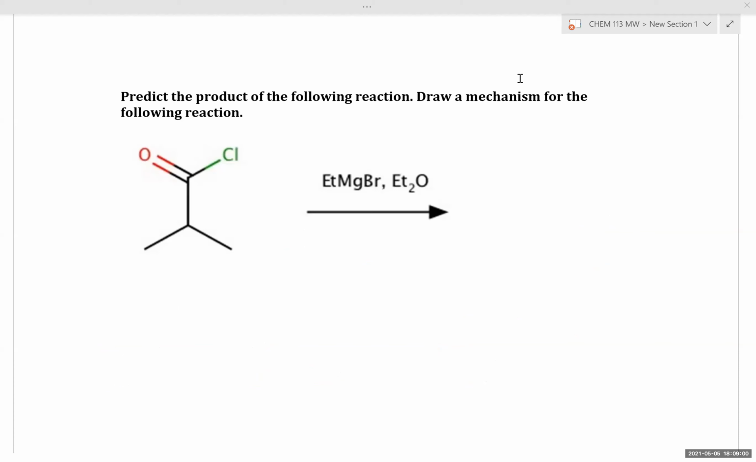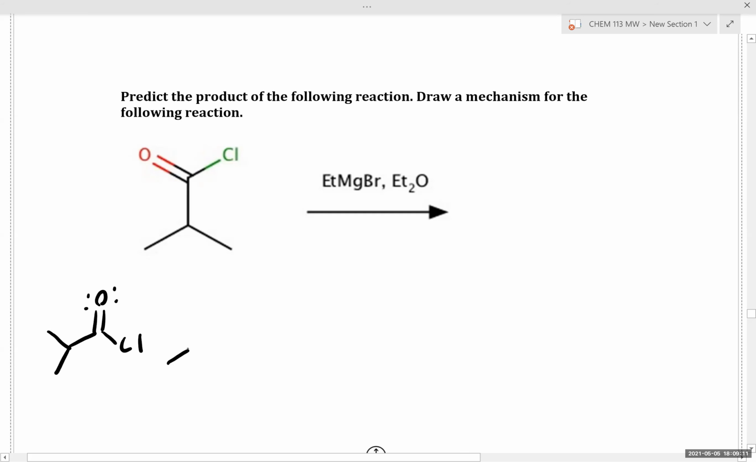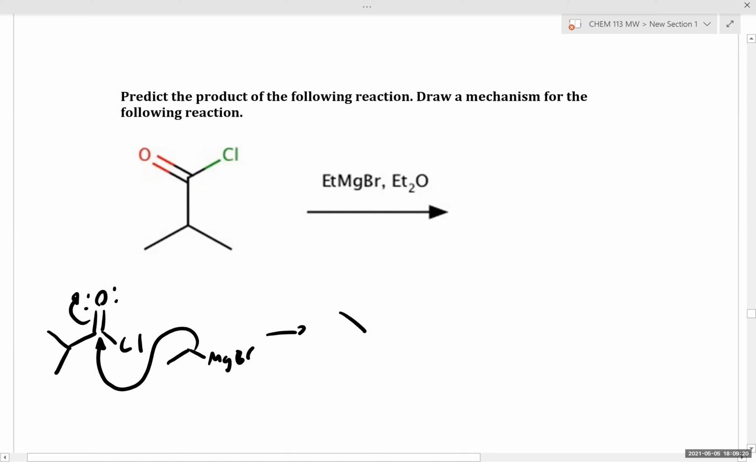So let me just clear the student annotations and redraw this mechanism as part of our instructor key. So this acyl chloride is quite reactive. Common nucleophiles such as Grignard reagents will attack the electrophilic carbonyl carbon. That in turn generates a tetrahedral intermediate, which collapses and kicks out our leaving group, which is chloride.